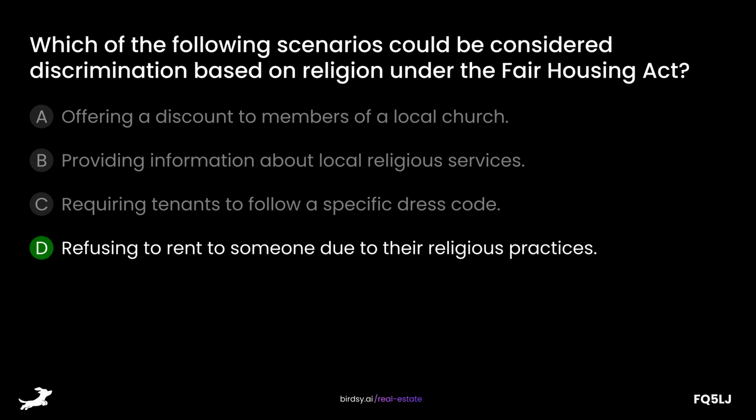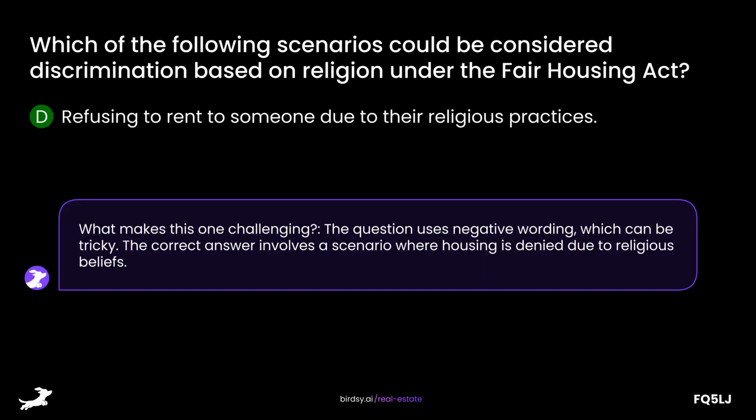The answer is D. Refusing to rent to someone due to their religious practices. What makes this one challenging? The question uses negative wording, which can be tricky. The correct answer involves a scenario where housing is denied due to religious beliefs.